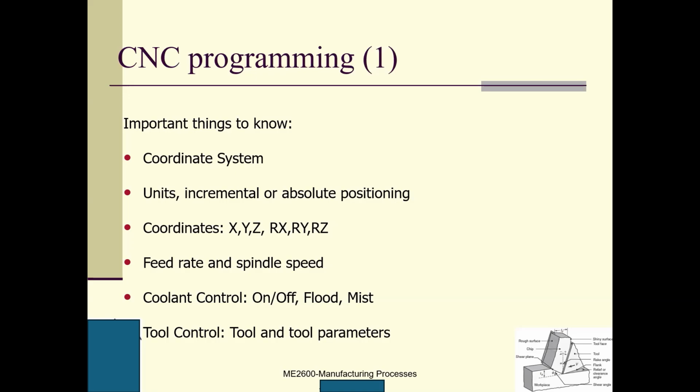Feed rate and spindle speed. Coolant control is on or off, either flood coolant or mist coolant. Mist is a minimum quantity of cooling, but flood is fully immersed. Then the tool control and tool parameters: what kind of tool you are using, a turning tool, milling tool, or drilling tool, and the associated tool parameters. So this is CNC programming.